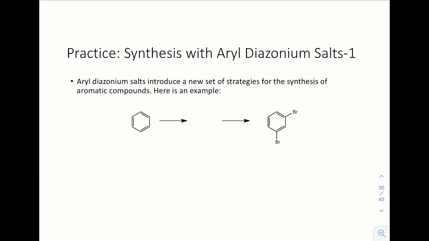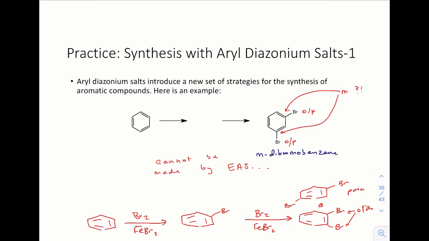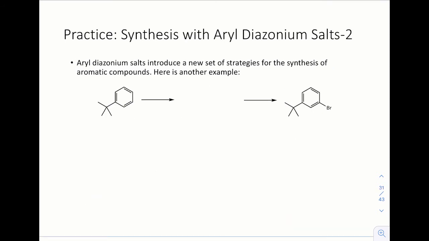This is a really good example. Here we have meta-dibromobenzene. Thinking of a synthesis for this compound is challenging because bromines are ortho-para directors, but they have a meta relationship. So they do not direct each other in an electrophilic aromatic substitution. So how can this product be made? We need an alternative, right? Here's another example of a molecule that cannot be made with electrophilic aromatic substitution.